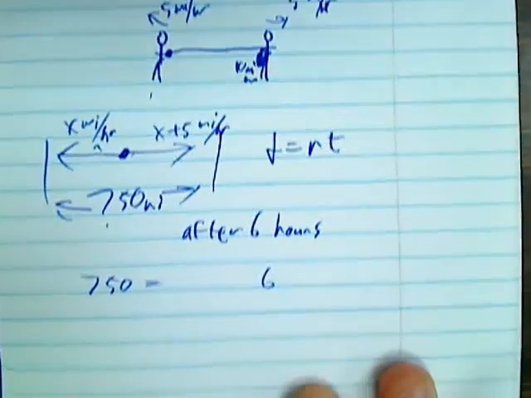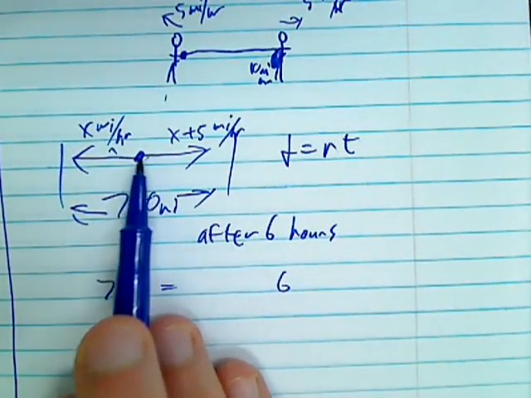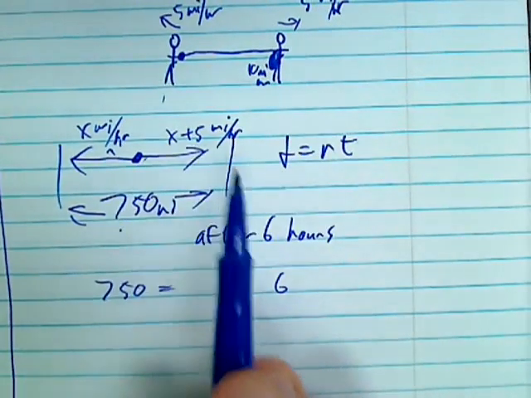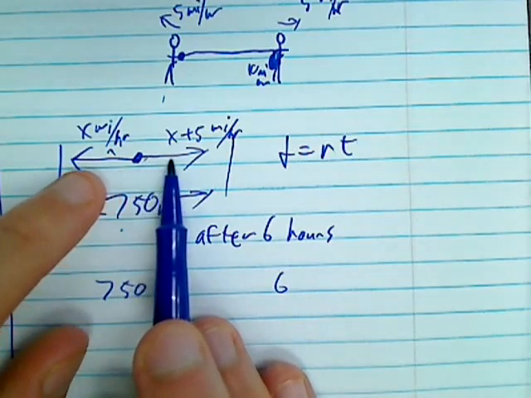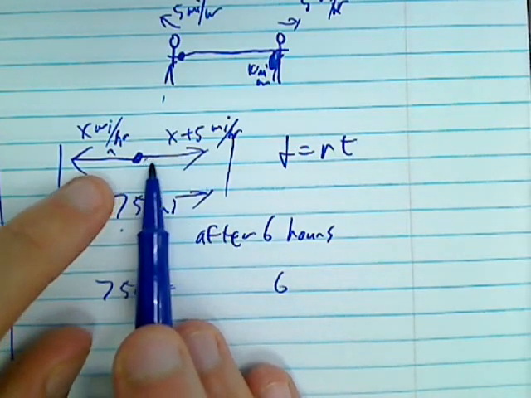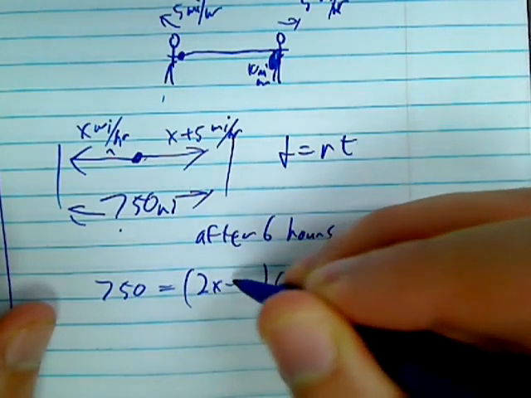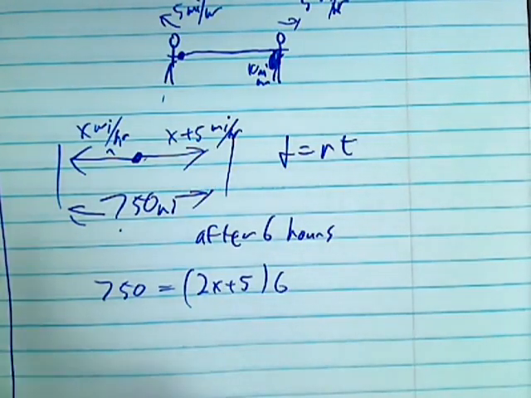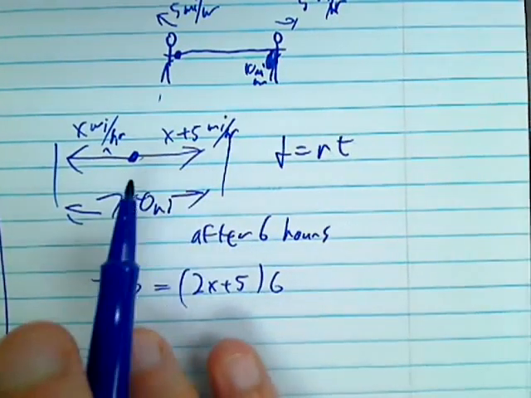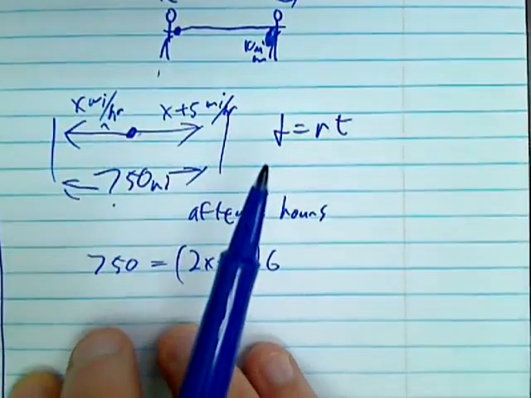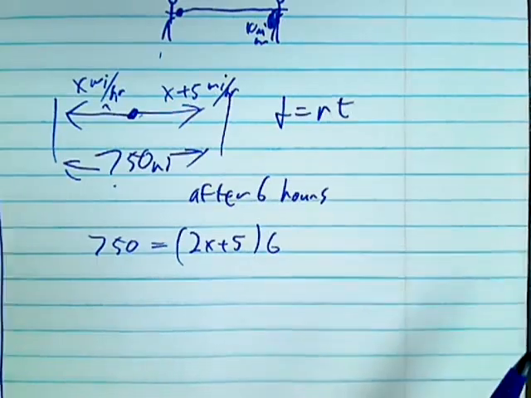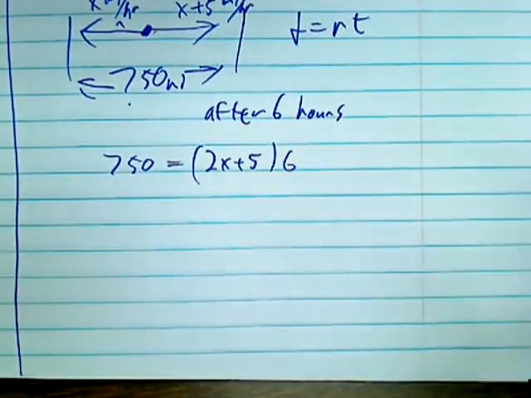So if I were to think about the total rate of the two cars, well, add them together, it's going to be 2x plus 5. I have to put that in parentheses, (2x plus 5), because there's x and x plus 5. So the total rate at which they're separating is 2x plus 5. And now that I have this equation, I can solve it.